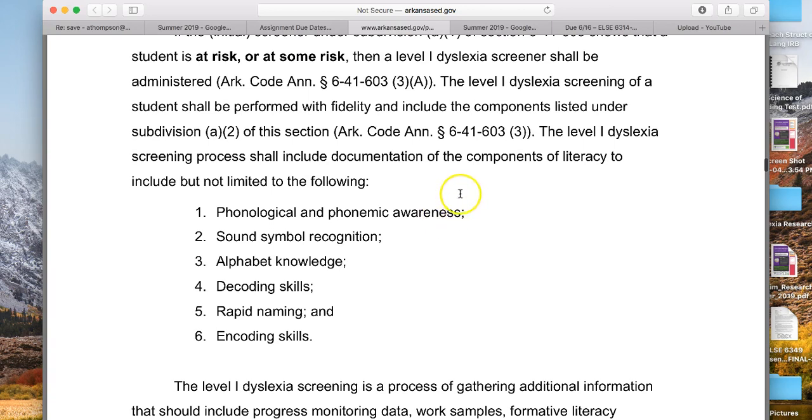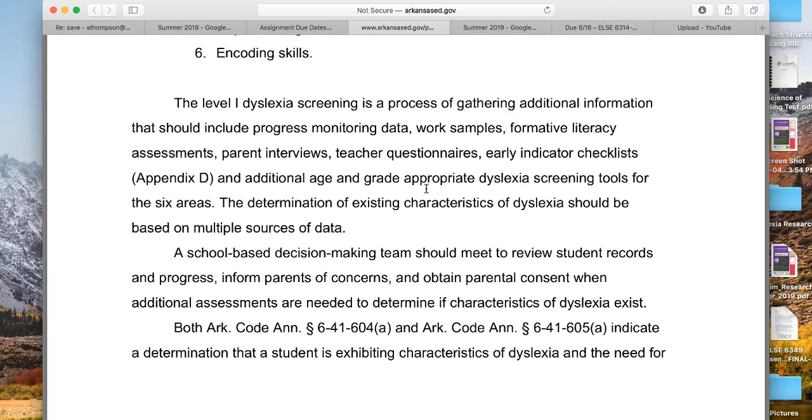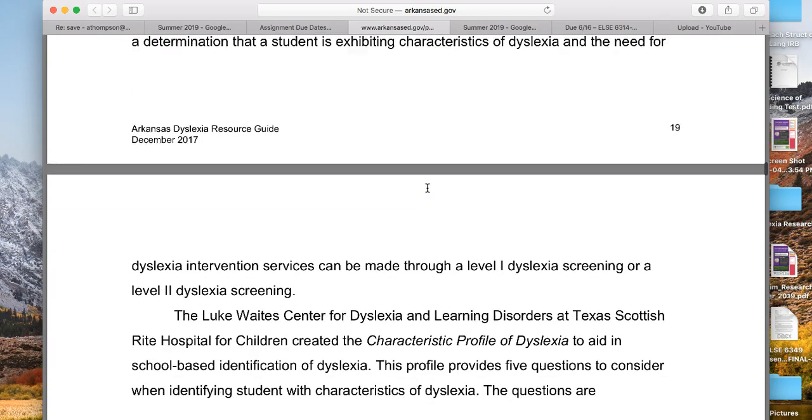We have to be sure that all of these areas are assessed. These are the same areas that were assessed before. In a level one dyslexia screening, we're also gathering additional information. We might be closely monitoring their work in the classroom, gathering work samples, gathering any formative assessments, doing parent interviews and teacher questionnaires. We might look at an early indicator checklist; there's one at the end of this guide that's very good. And any additional assessments that we deem necessary. Then the team would meet to review the records and talk to the parents and decide what to do. Do you want to put them in RTI and see, or is there enough there that they need to go to a level two assessment?